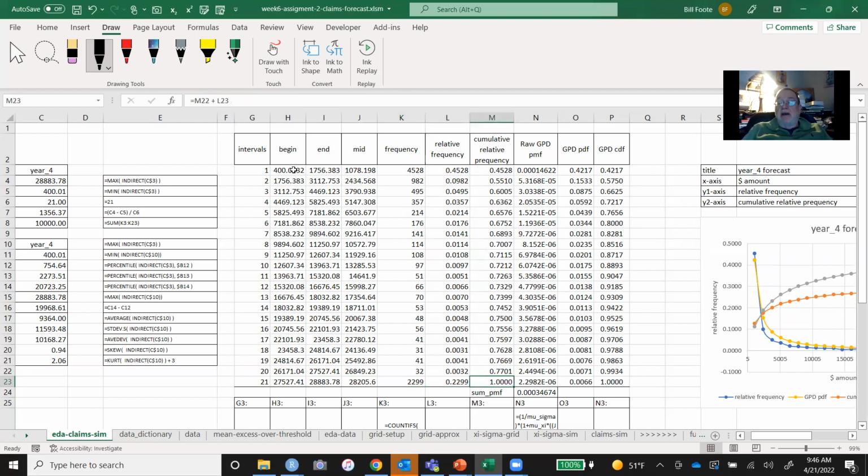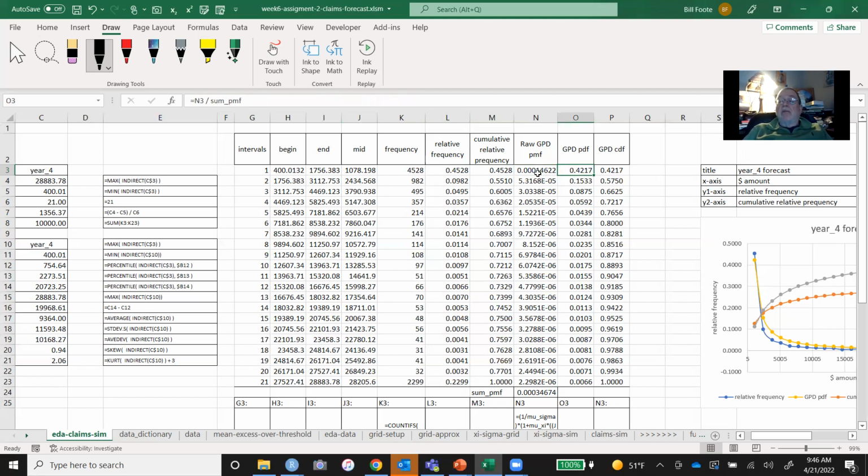Here's the GPD on this side, which follows a formula. Do look at that formula. Do try to pull it apart. It uses the mean of the sigma that has been simulated and the mean of the xi term, which is the power term in this setup. Here's the power term right here. It's raised to an exponent. It's called the power law by some people.